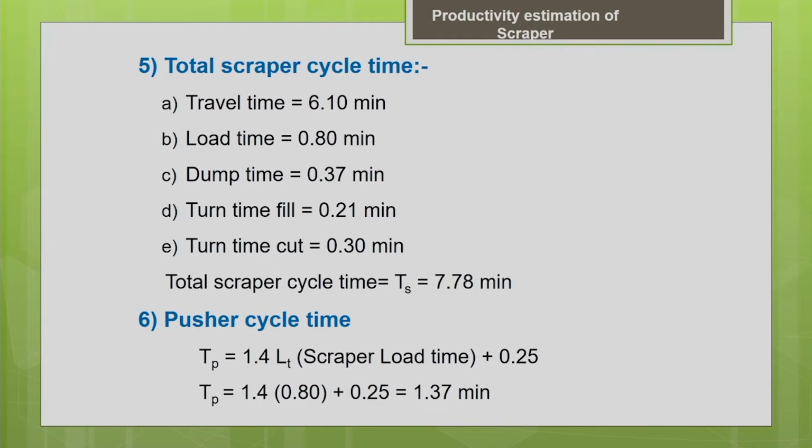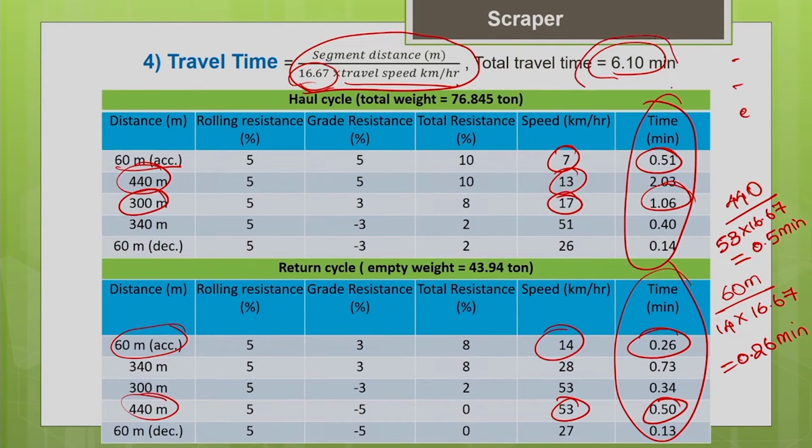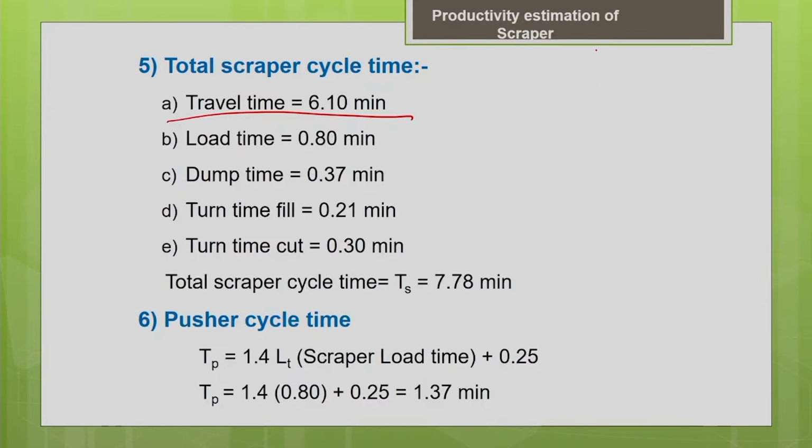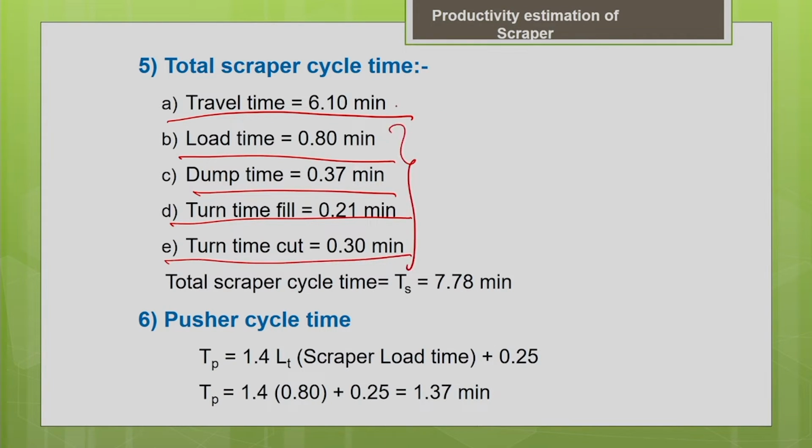Okay, let me now summarize whatever we have discussed so far. The travel time we have determined is 6.1 minute. Hope you remember, the travel time is 6.1 minute. Loading time is 0.8 minute, dump time 0.37, turning time 0.21, turning time in cut area 0.3 minute. So these are all your fixed time. Okay, this is your variable time. Add everything, you will get the total scraper cycle time as 7.78 minutes. You have to add everything.